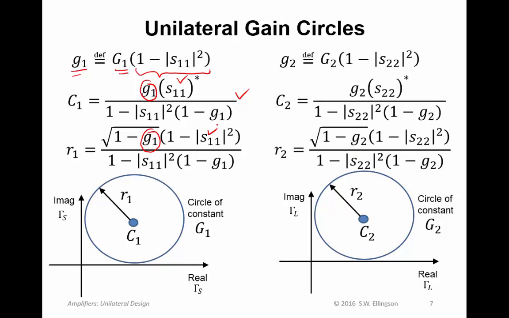Similarly, for the output situation, we can define this parameter little g sub 2, which is defined as big G sub 2, the output mismatch factor, times 1 minus the magnitude of S22 squared. And given that, we have analogous expressions for C2 and R2.